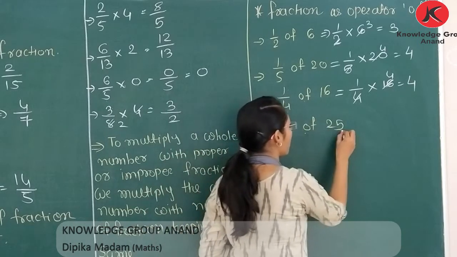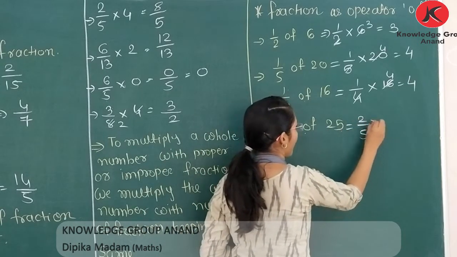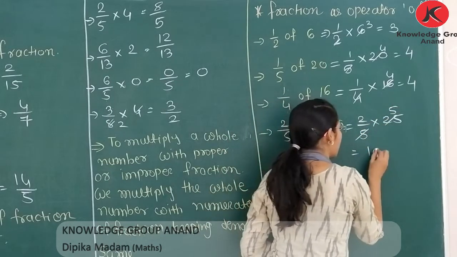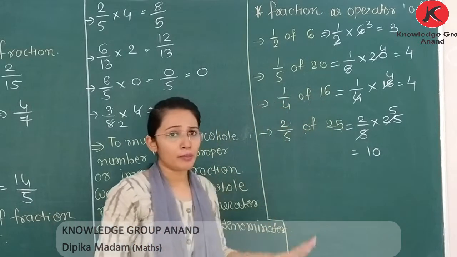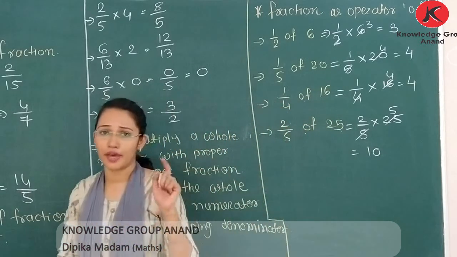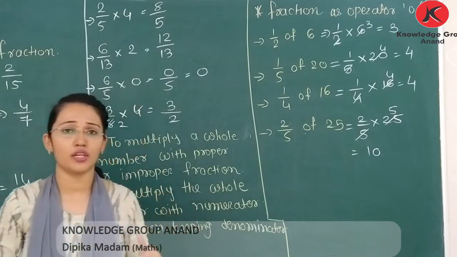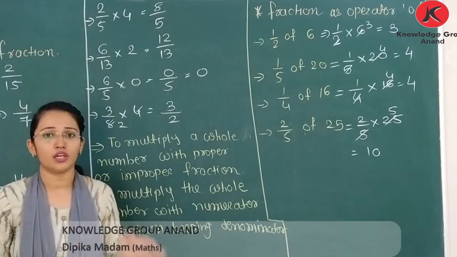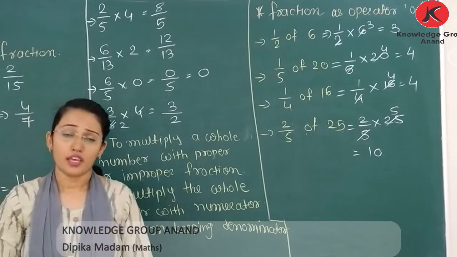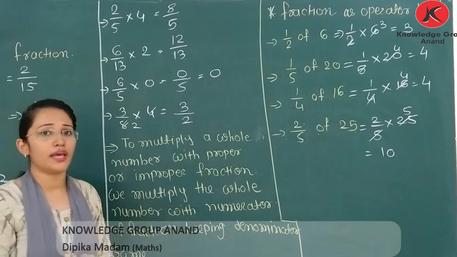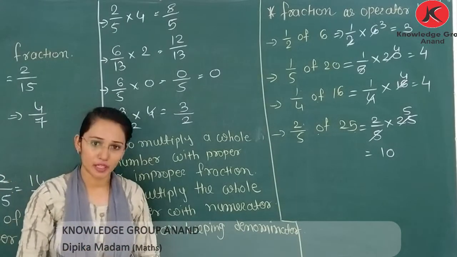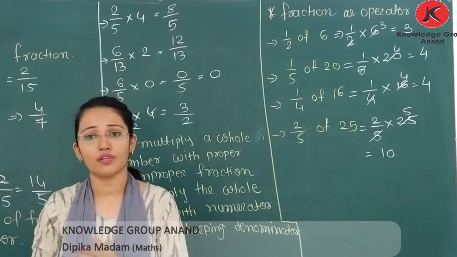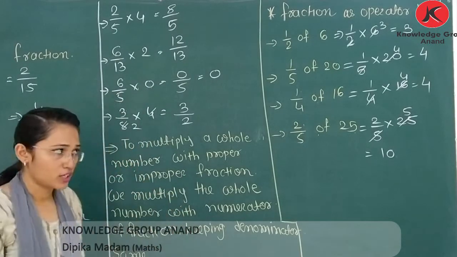Next, 2 by 5 of 25, so you can write 2 by 5 multiplied by 25, 5 5s are 25, that is 10. So in multiplication, what you have to remember, whenever there is a fraction in a multiplication, multiply numerator and denominator. You can cut the common factor. If there is an operator of between them, then you can represent it as a multiplication. So it is the same as a multiplication of a fraction with a whole number or a fraction with a fraction.